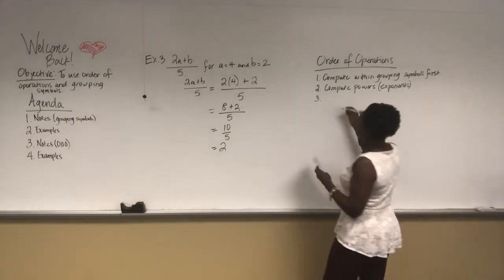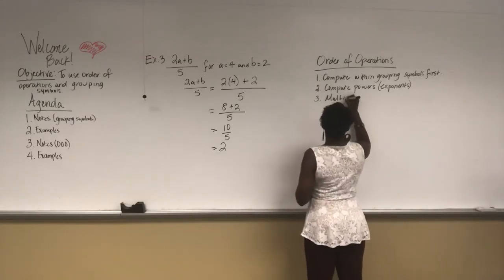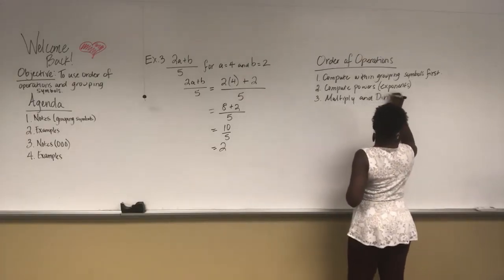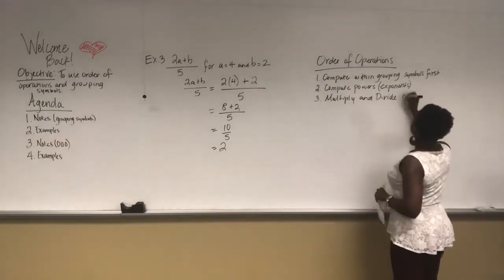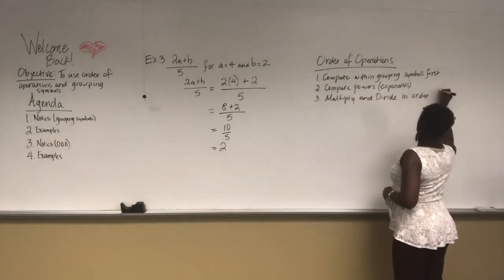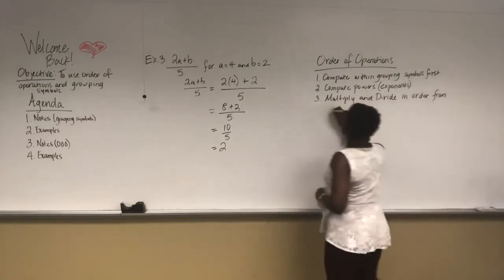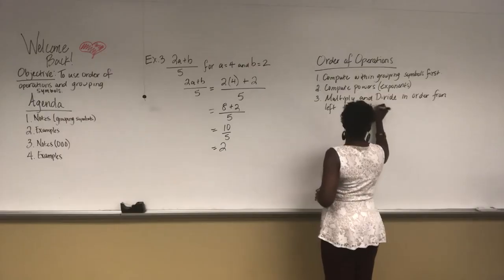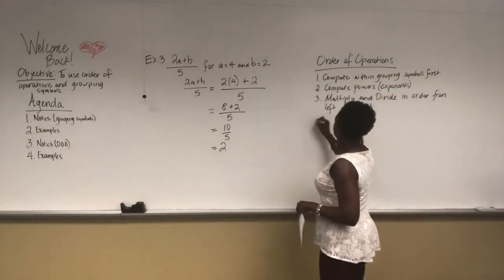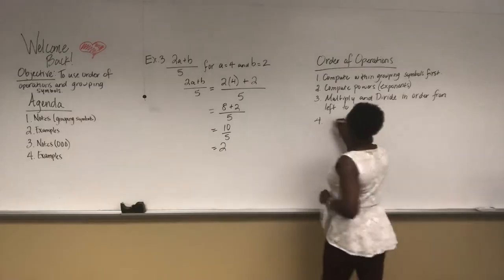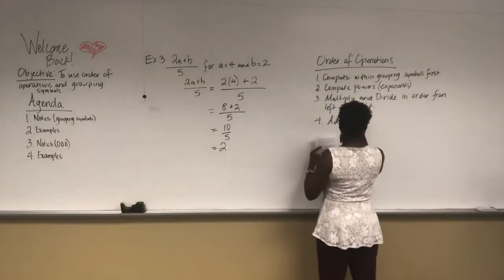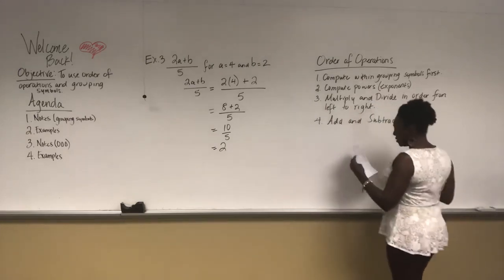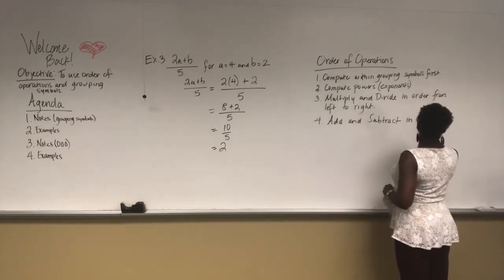We are, however, going to be multiplying and dividing, because the next thing you look for is multiplication. So you multiply and divide in order from left to right. And we will discuss that when we can actually put that in with an example. The last thing we're going to look for is add and subtract. Addition and subtraction. So you want to add and subtract in order from left to right.